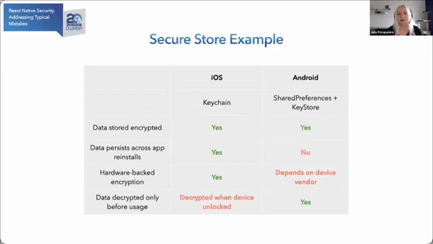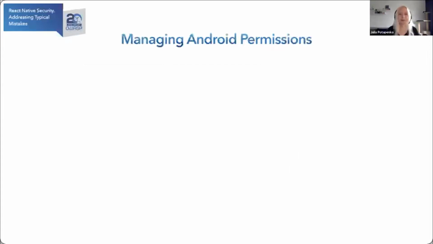If you follow mobile security best practices standards, you want the behavior to be similar. You want to erase data across app reinstalls, you want to have hardware-backed encryption, and you want to decrypt your data just before use. So here you need to understand and fix these platform-specific things. Another example of a platform-specific problem is about managing Android permissions.